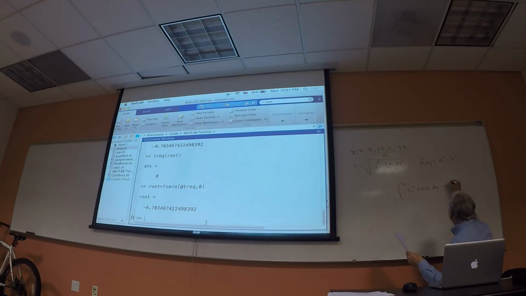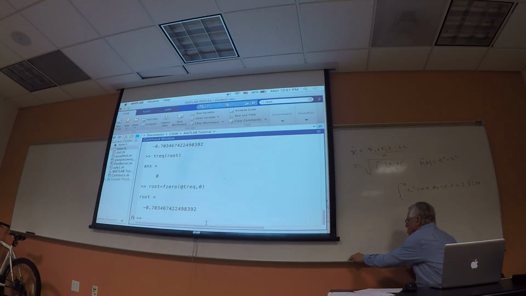You can do that by integration by parts, and you can show that the exact value is pi squared minus 4, and that's approximately equal to 5.8696. The exact value is pi squared minus 4, and you're going to get a numerical value of about 5.8696.